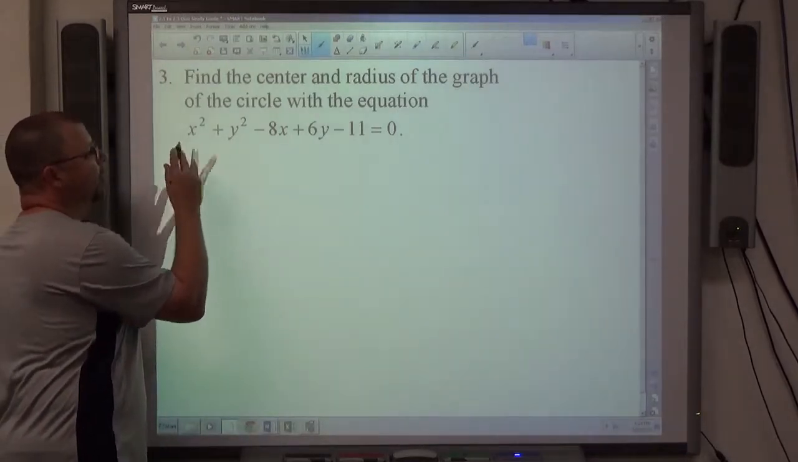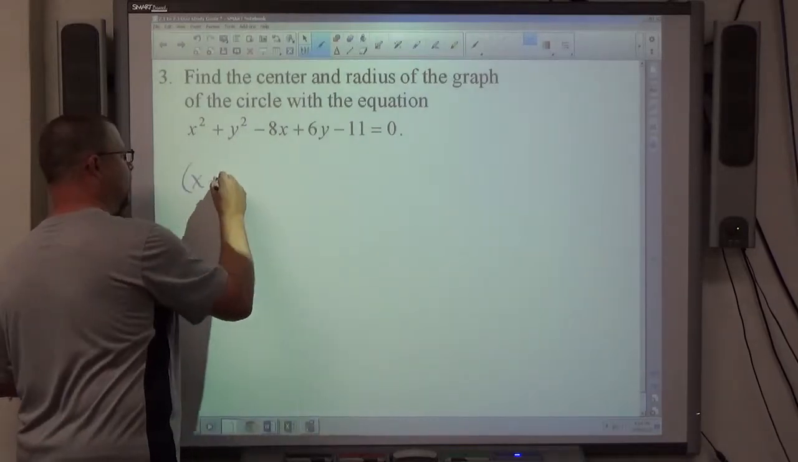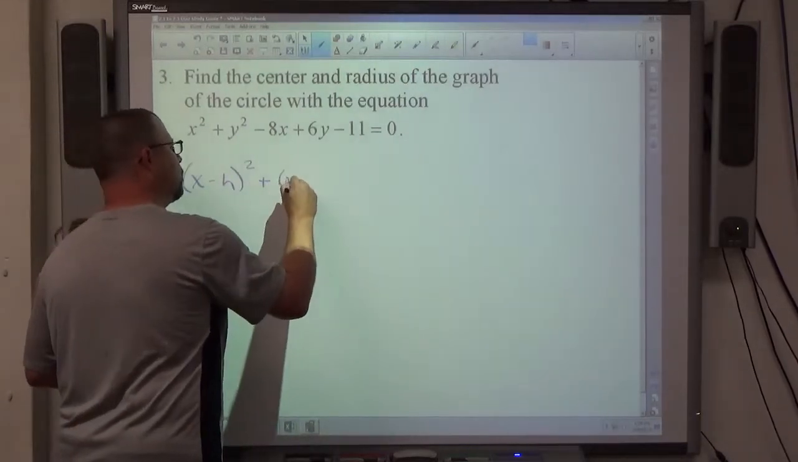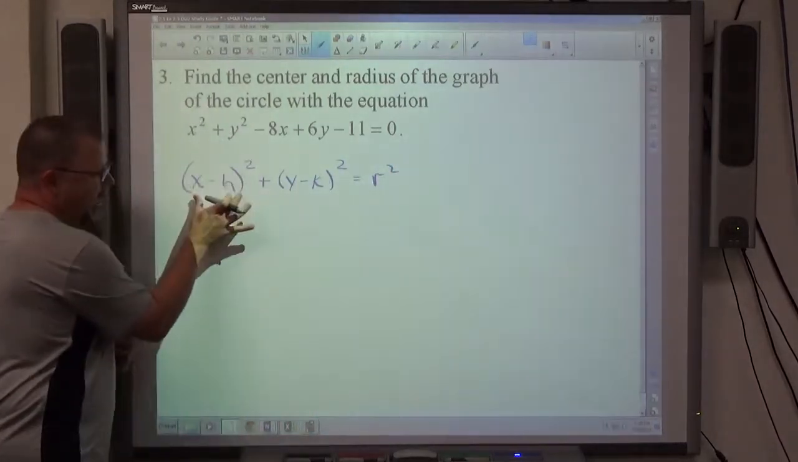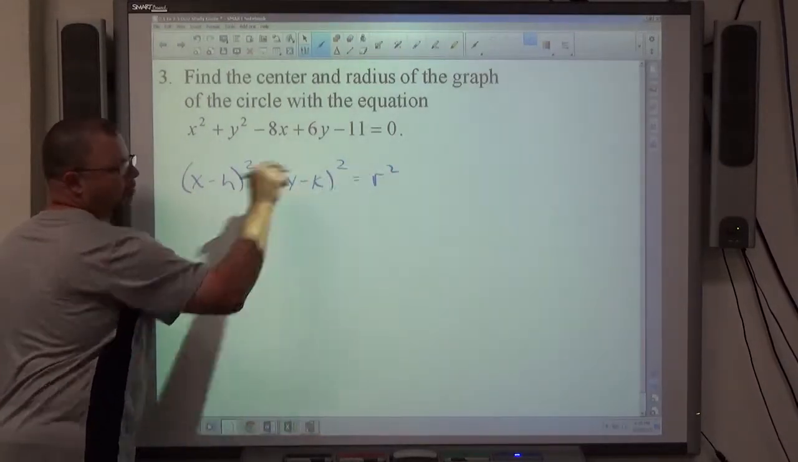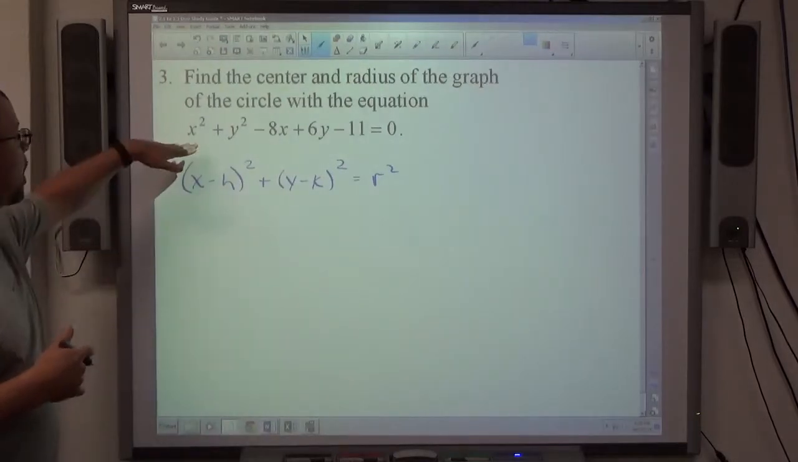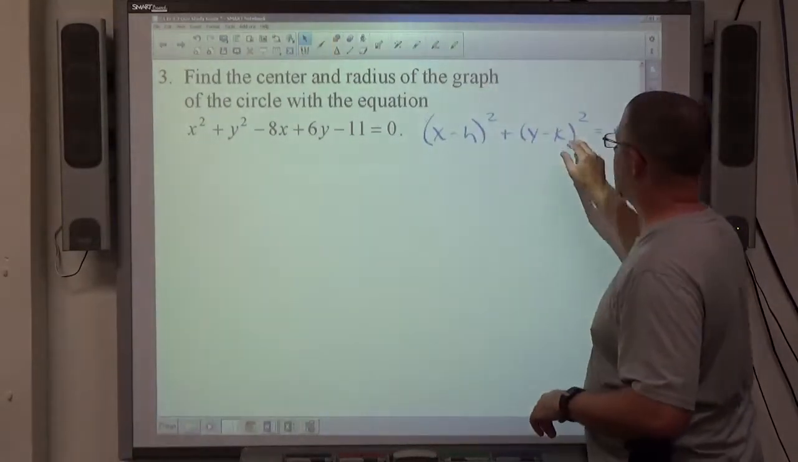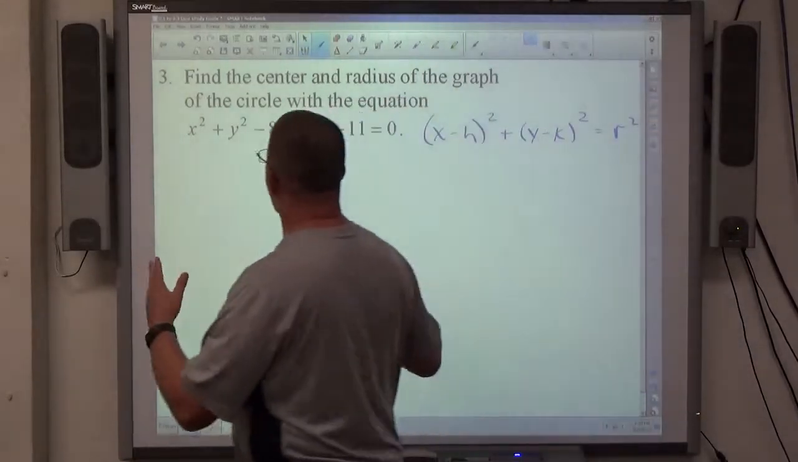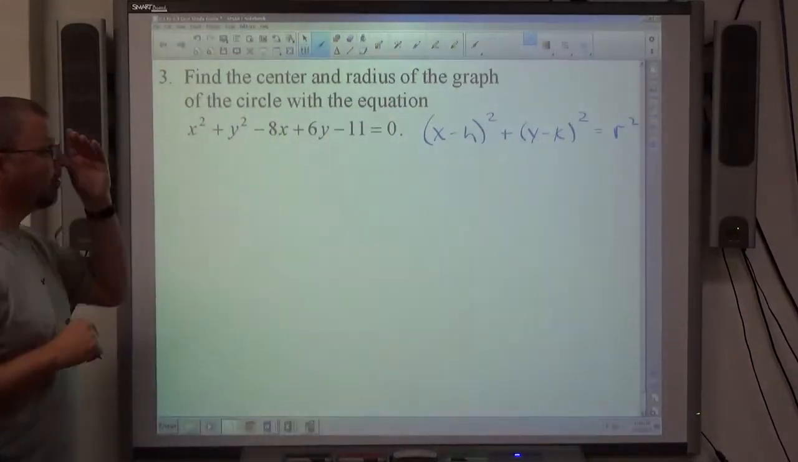So first thing I want to do is, and again, my standard form is x minus h squared plus y minus k squared equals r squared. X's are together, Y's are together, numbers are on the other side. So the first thing I'm going to do in this problem, in this general form structure they gave me, is rearrange it, rewrite it, so that I've got more along those lines.